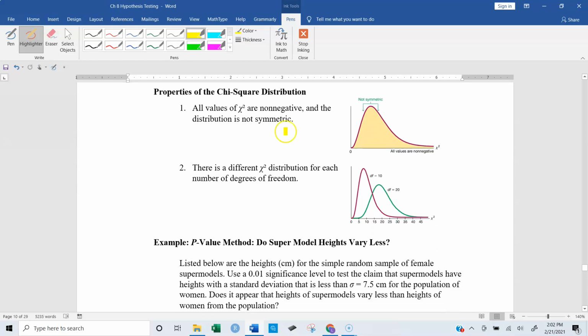Chi-squareds are non-negative. They're not symmetrical. Your chi-squared is almost always skewed to the right. The more degrees of freedom, the closer it gets to the normal distribution.